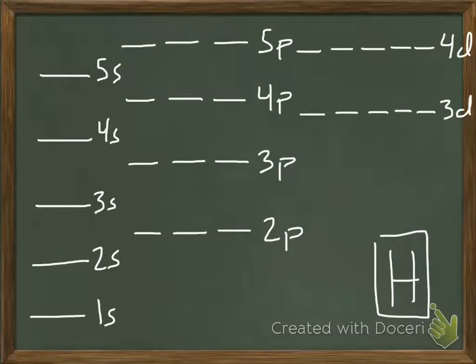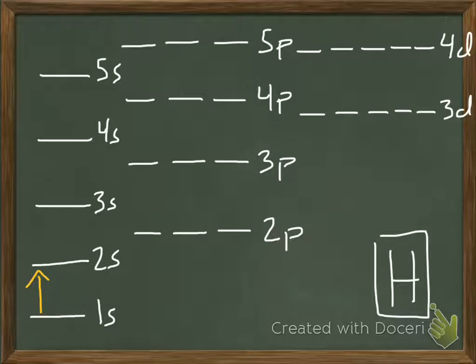The first element is hydrogen. You have to look on your periodic table to see how many electrons hydrogen has. For this exercise, we're going to assume that every atom is neutral, every element is neutral. So what that means is it's going to have the same number of electrons as protons. Hydrogen is number 1, that means it's going to have 1 electron. And that first electron is going to go right here. The rule is you have to go to the lowest available energy level, which in this case is 1s.